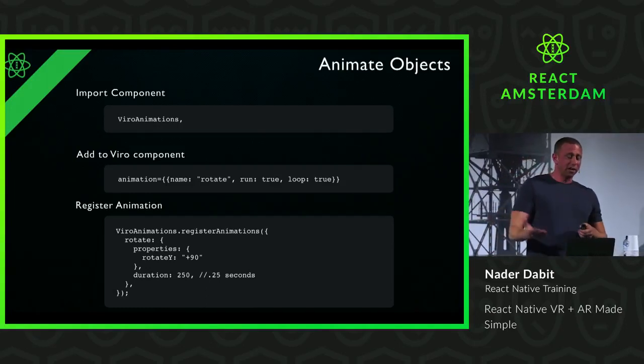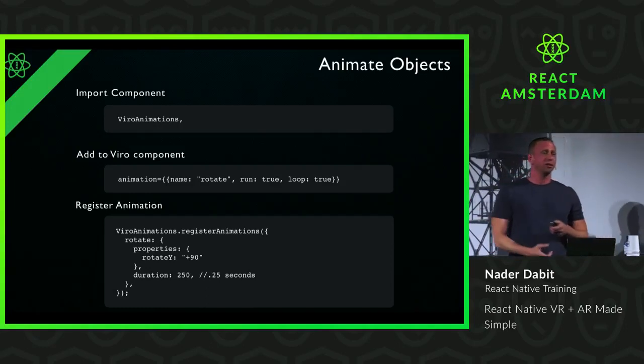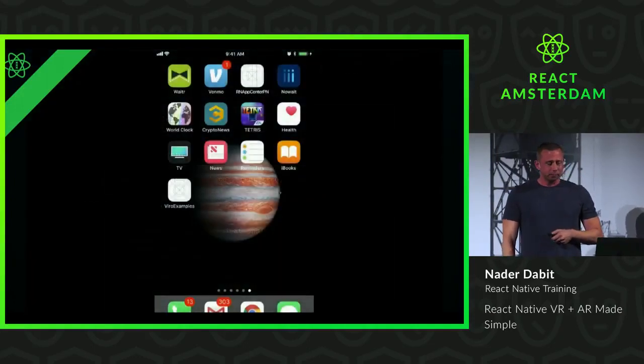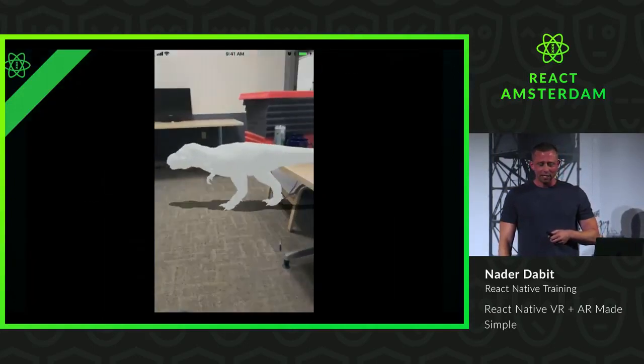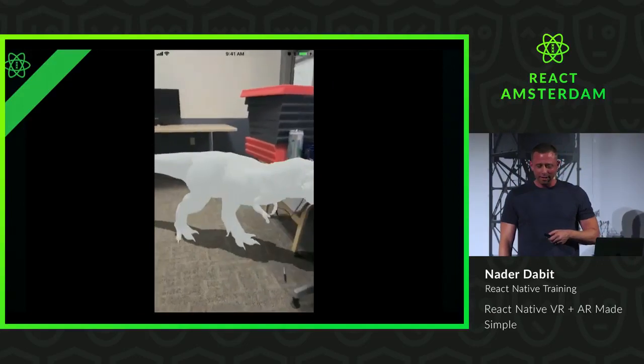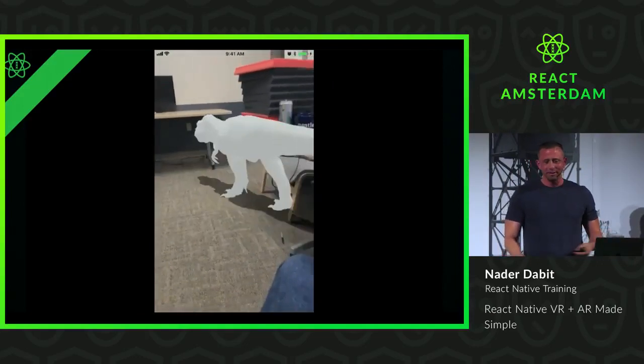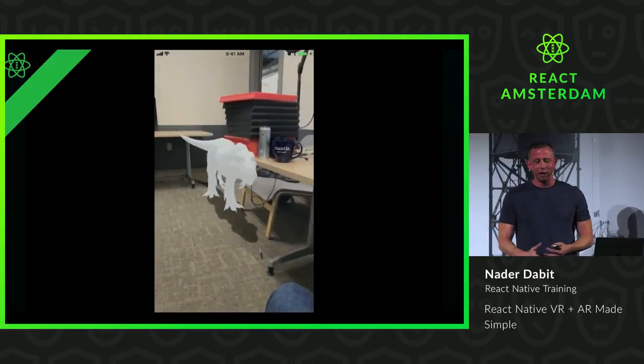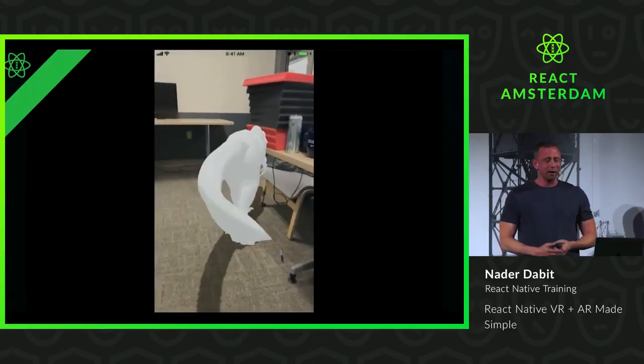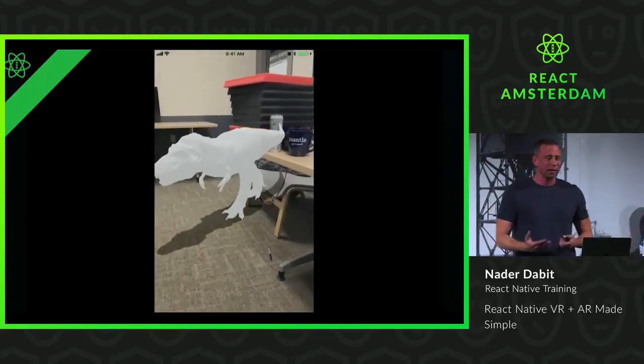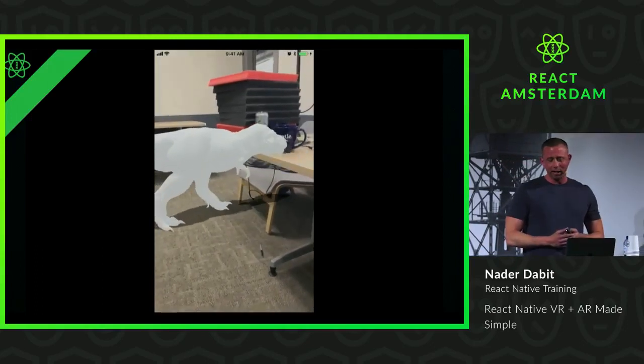And then we're going to give it a duration. So we want the rotation to happen in 250 milliseconds. So now we have the dinosaurs spinning around. It's cool. And again, for someone that's never done VR or AR, getting this stuff up and running was pretty easily done and pretty quick. And all of this stuff is well documented.